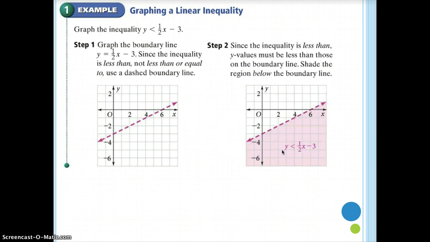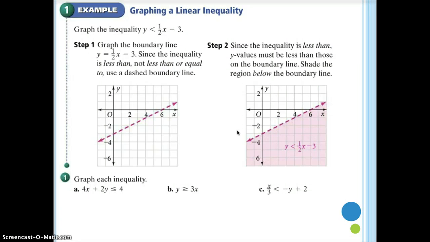Once again, we can use a test point in order to figure out, did we do it right? So here you could plug in, let's say, 4, -3, and we could see if that works. If we plug in 4 for x, we would get 2 minus 3. 2 minus 3 is -1. And we get the statement -3 is less than -1. And that is a true statement. And so we know that at least this point right here, 4, -3, is part of the solution. We know we did it right.